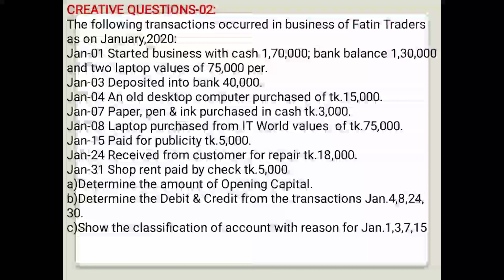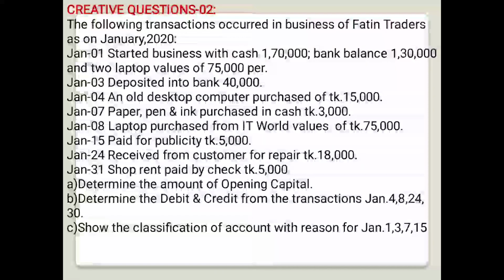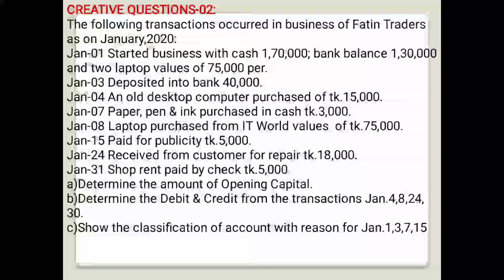Okay, now you can go to January 15, paid for publicity. Publicity is for advertisement. So paying the amount in cash decreases cash, so advertisement expense is debited and cash account is credited.